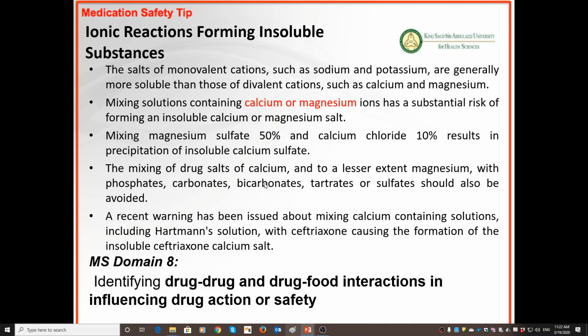Mixing of calcium with phosphate, carbonate, bicarbonate, tartrate, or sulfate should be avoided in order to avoid the formation of insoluble calcium phosphate, calcium carbonate, calcium bicarbonate, and so on.